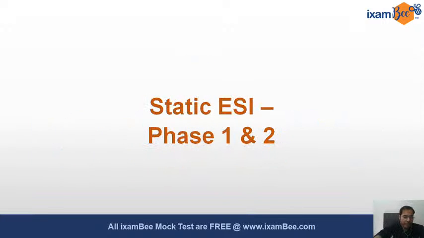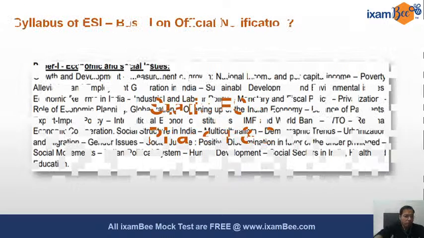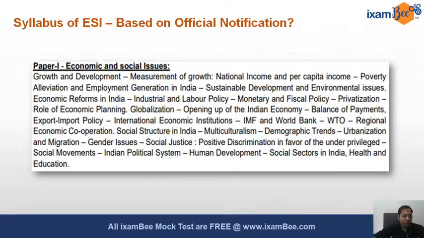So, static ESI, phase 1 and 2. According to the notification by RBI, what is the syllabus of economic and social issues? It comprises growth and development, poverty alleviation and employment generation, sustainable development and environmental issues, economic reforms in India, monetary and fiscal policy, globalization, balance. You can see it on your screen. So what are the requirements in terms of syllabus being asked by RBI in its notification?